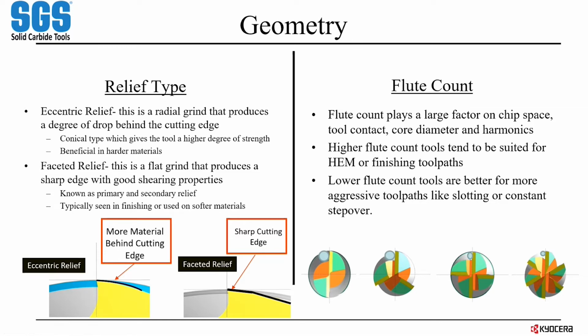So if you're trying to do a full slot, or you want a constant step over where you're doing a medium to heavy step over, then you don't want a really high flute count tool because you're not going to be able to handle the chip that's going through there. So these 3, 4, even 2 flutes for certain materials are just a better option. Now, with high temp alloys, you're not going to be pushing these aggressive chip loads typically, so you can get away with a higher flute count in some scenarios that you might not get away with on, say, a traditional stainless or especially an alloyed steel.